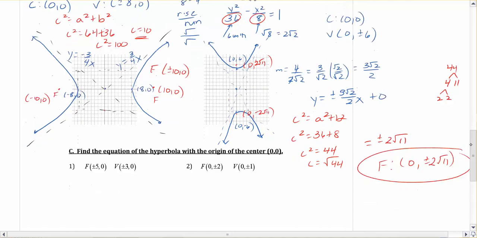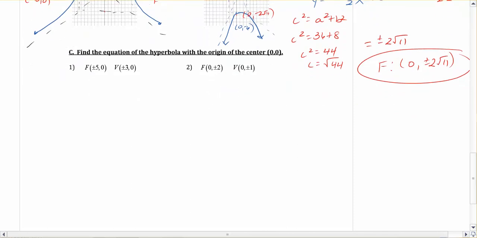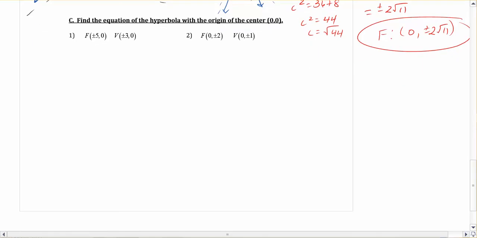Okay? All right. Last thing we're going to do is go backwards. So we're going to find the equation of a hyperbola with the origin at the center. You don't have to draw these, but I always like to make a mini sketch, just like I did with parabolas. I think it's helpful. If you can use the formulas and determine it, that's fine. If it doesn't say graph, you don't have to. But I'm going to make a little sketch.